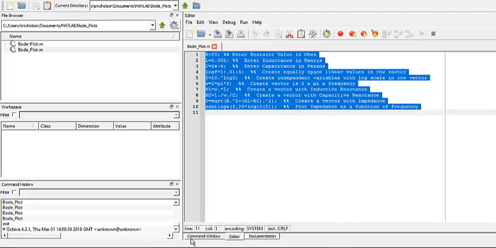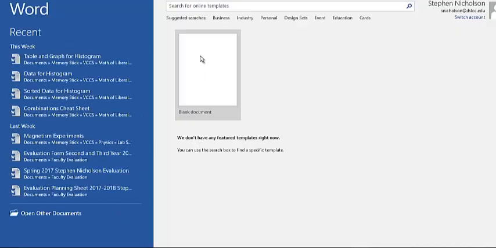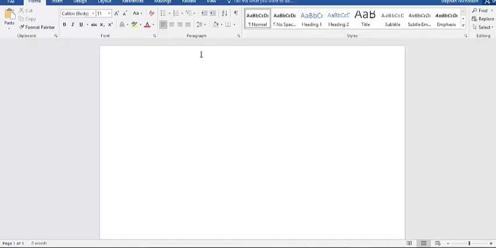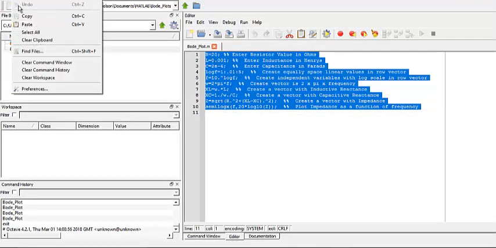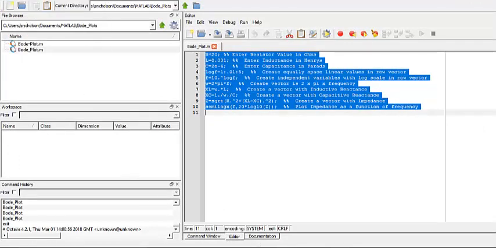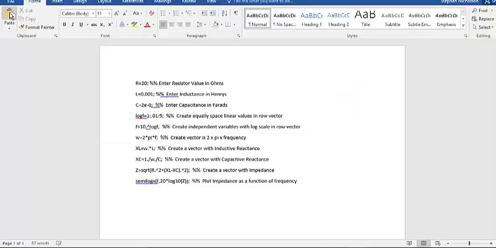I'm going to put it into a Word document so we can see this a little easier. Well, didn't like that. Edit, copy. Okay. Paste. There we go. Now we'll zoom in so you can see it better.